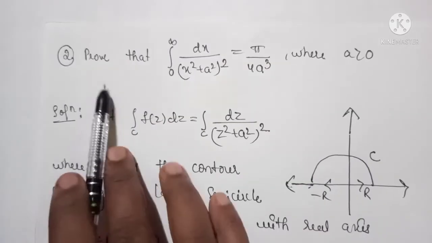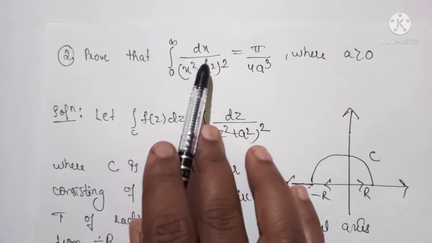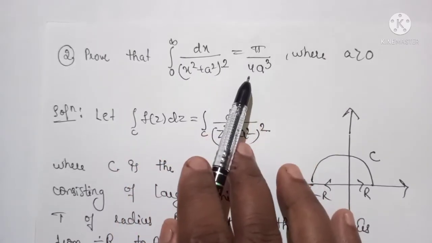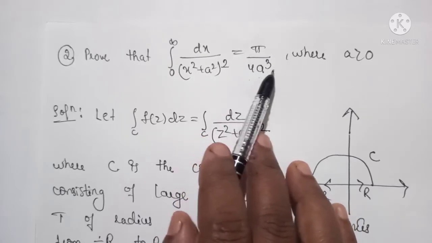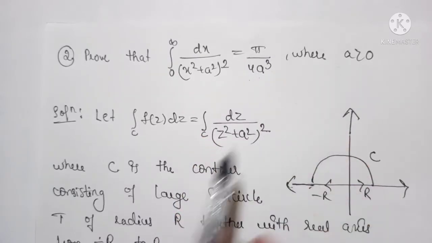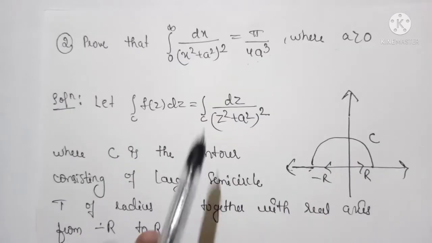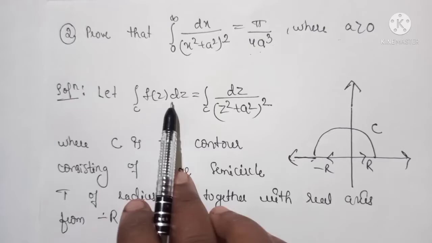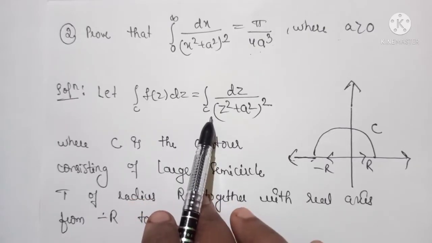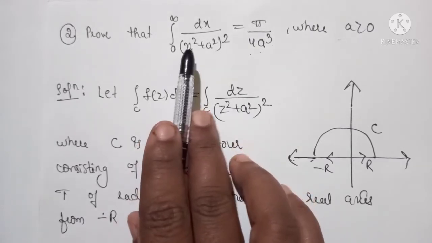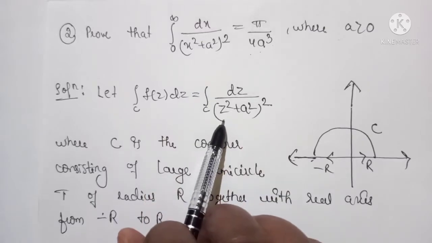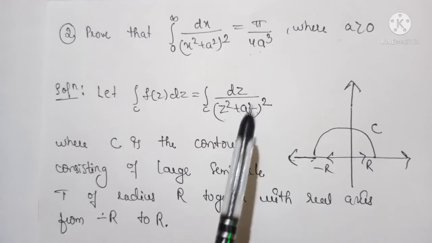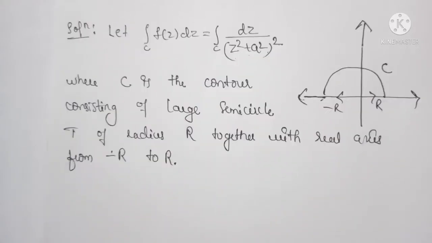Next problem: prove that the integral from 0 to infinity of dx divided by (x square plus a square) whole square is equal to pi divided by 4a cube, where a is greater than 0. Solution: first we consider f of z, the integral over C of dz divided by (z square plus a square) whole square. Here we replace x by z, and dx is replaced by dz.